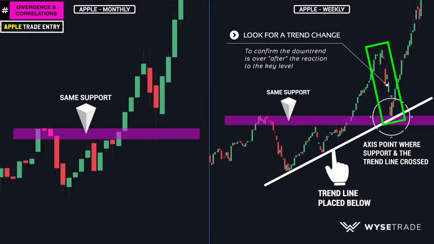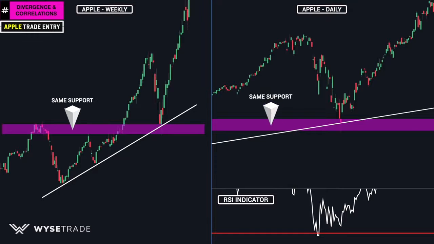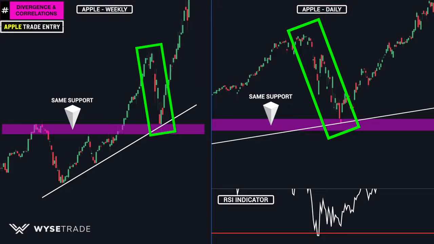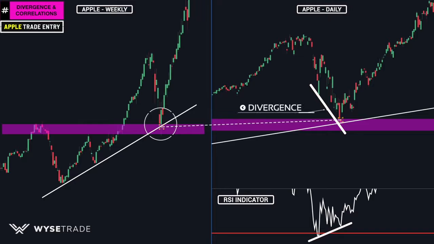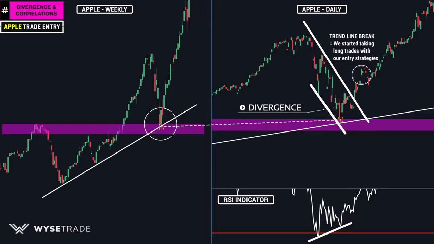So let's pull up the daily. Same key level, same pullback. This area here is this same area here. Now on the daily, you also had great divergence right at this key level. Trendline placed above. And once you had your breakthrough, you would look for trade entries long through the lower time frames using our entry strategy.